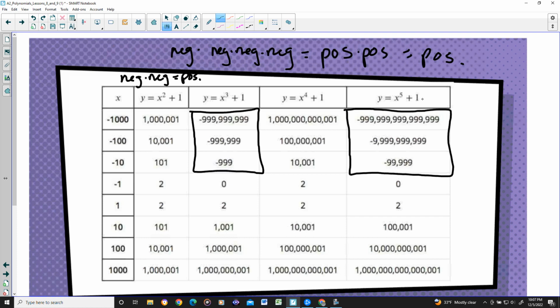X to the fifth, you kind of see the pattern going on here, right? We have an odd number of negatives. Here, we have an odd number of negatives. And that's important. Here, we have an even number of negatives. And here, we have an even number of negatives, which also matches the degree. This is second degree, third degree, fourth degree, fifth degree.